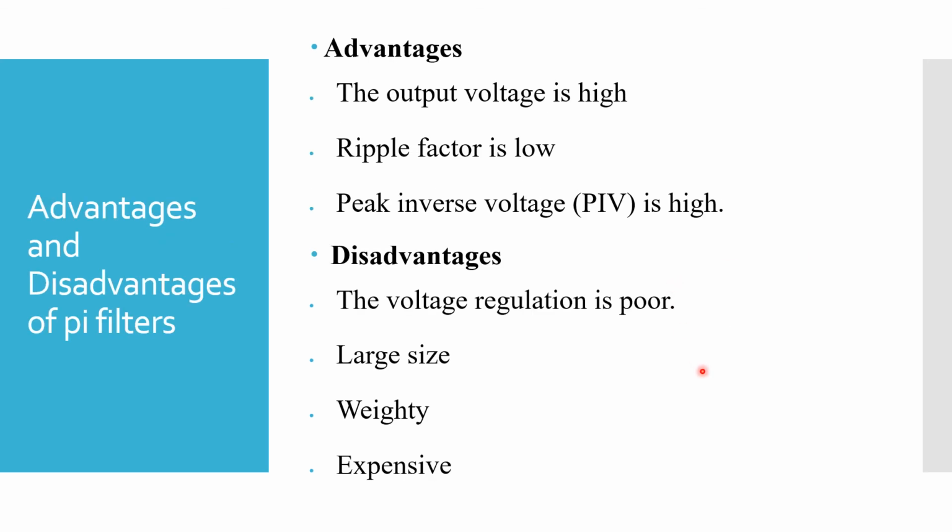So these are some of the advantages for pi filters. The output voltage is high, ripple factor is low, peak inverse voltage is high. The disadvantages of pi filter are that the voltage regulation is poor, it is large in size or bulky, it is weighty, and even it is expensive since we are using one more capacitor over here.